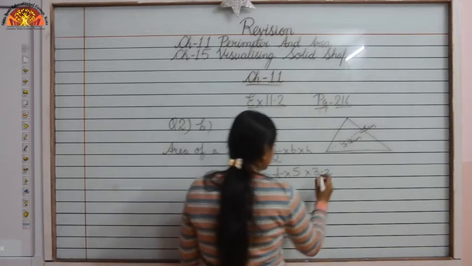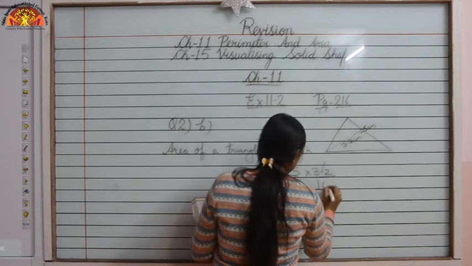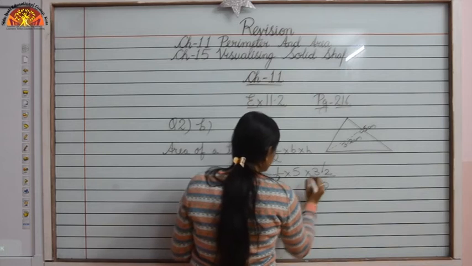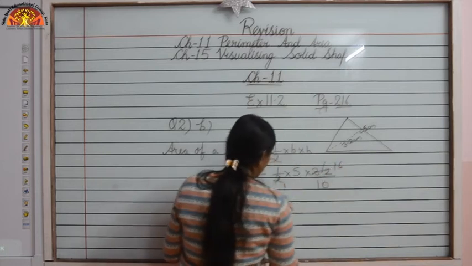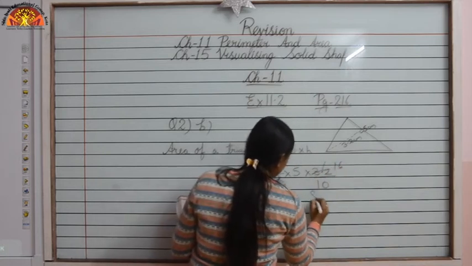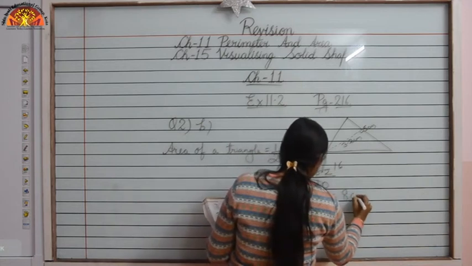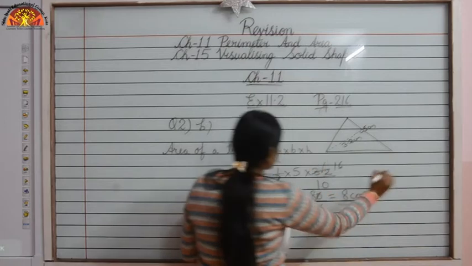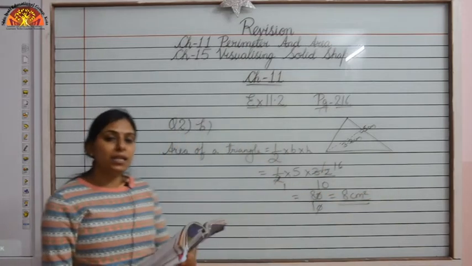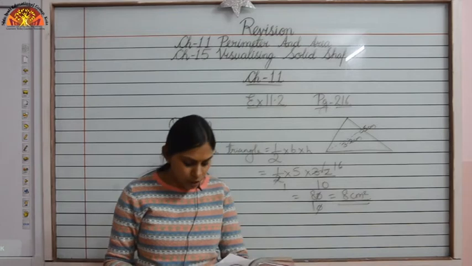Now we can just solve, just remove the decimal. So it will become 10. So 2 ones are 2, 2 ones are 2, 2 6s are 12. So 16 into 5 is 80. 80 upon 10, which is equal to 8 centimeter square. So area of a triangle is equal to 8 centimeter square. Okay children.